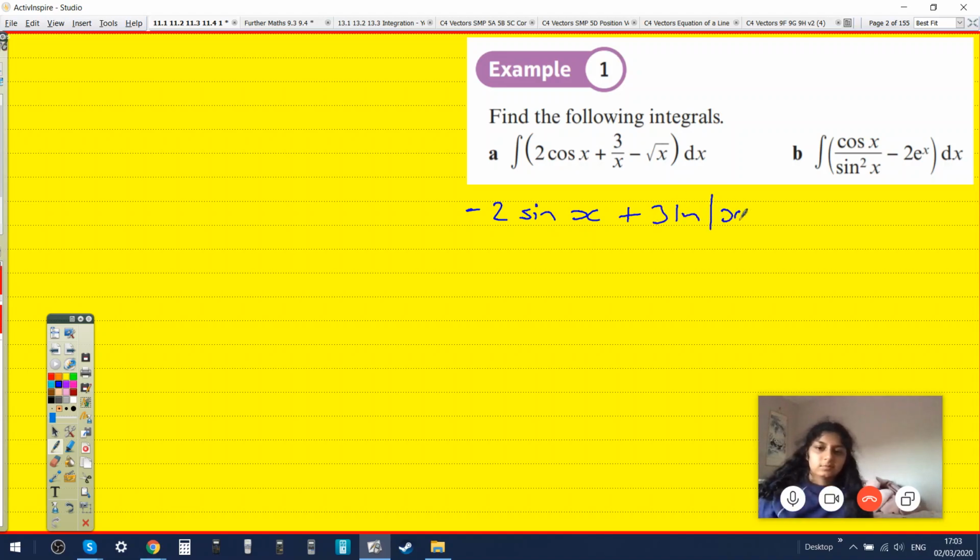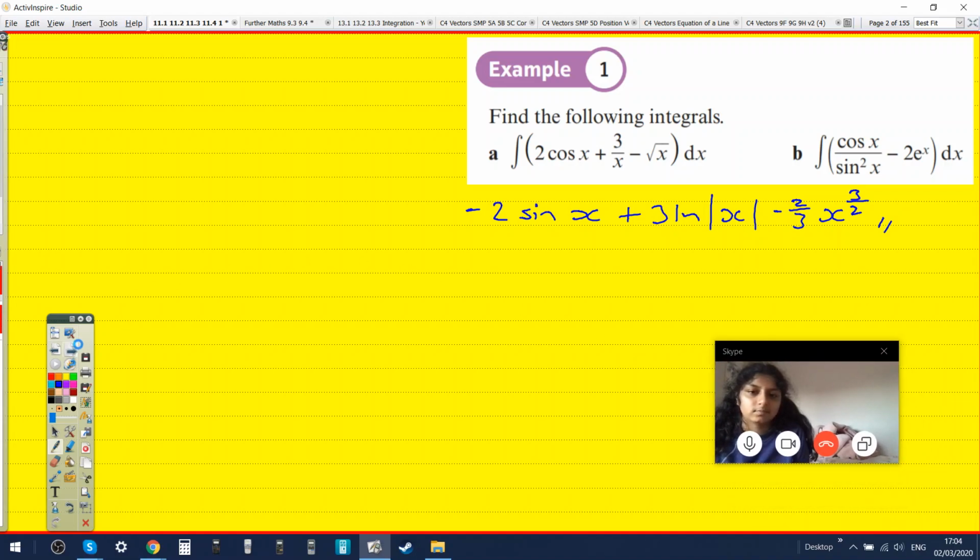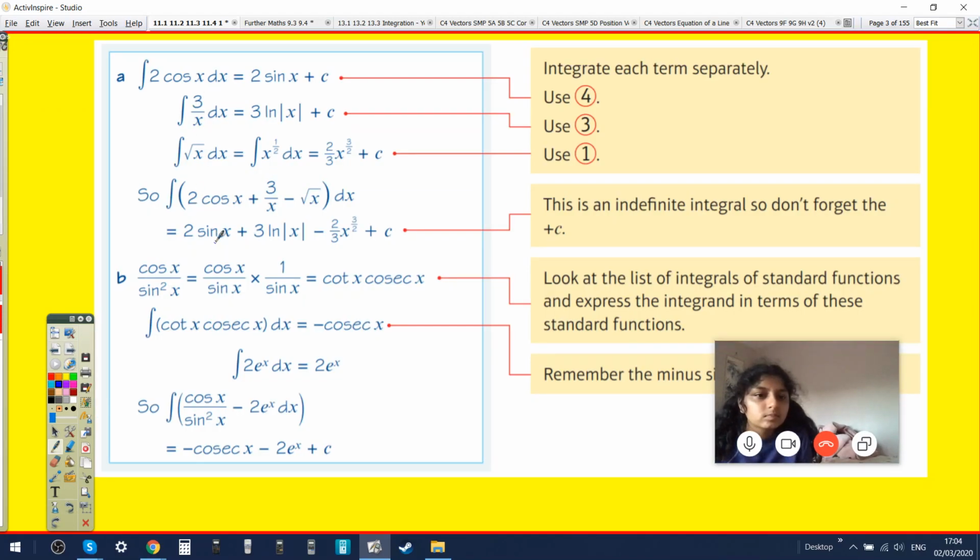And technically this is magnitude of x. And that is minus, what was it, 2 over 3? Yeah, x to the power of 3 over 2. Let's see. It's positive 2 sine x. Why is that? Let me look at this. Oh, because it's integrating. That's why. 2 sine x plus 2 minus 8.